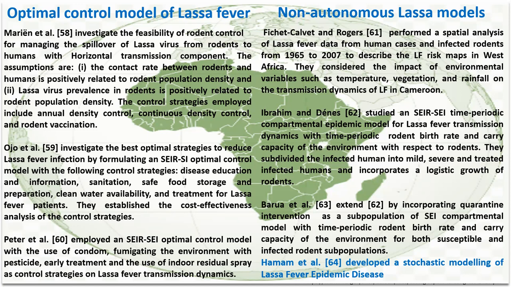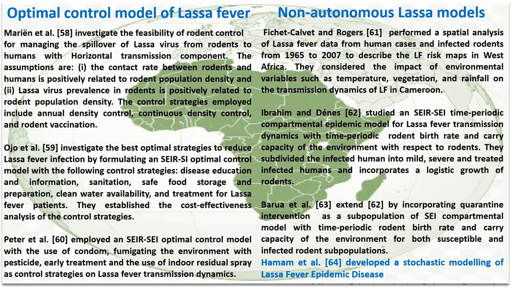The assumption is that the contact rate between the rodent and human is positively related to rodent population density. And also, they say that virus prevalence in rodents is positively related to rodent population density. What it means is that for you to have a high prevalence in the rodent population, it has to do with the density of the rodents. They implement in their model annual density control, continuous density control, and rodent vaccination. Remember, their model is all about rodent control. So they are looking at annual control, continuous control, and rodent vaccination. Although there is no vaccination yet, they look at what vaccination can do if there is a vaccine for the rodents.